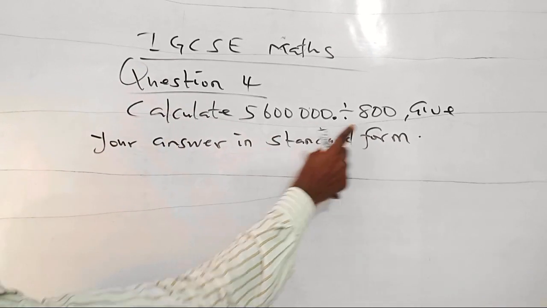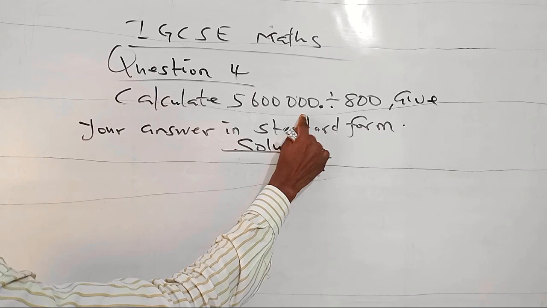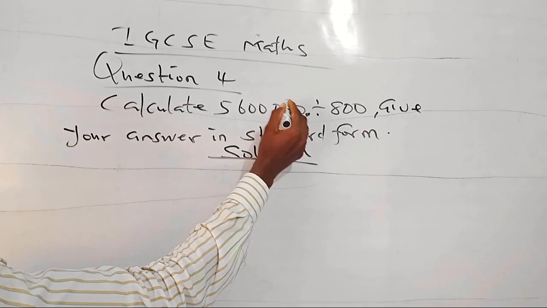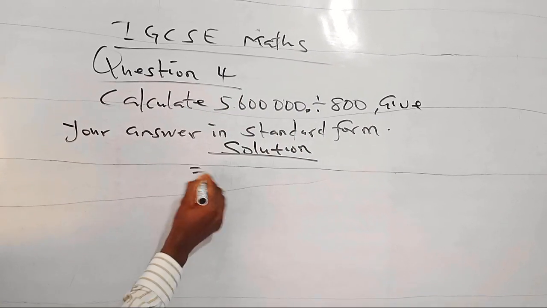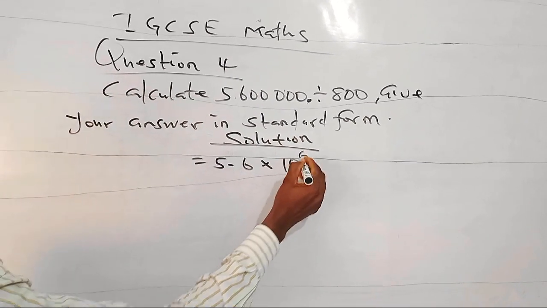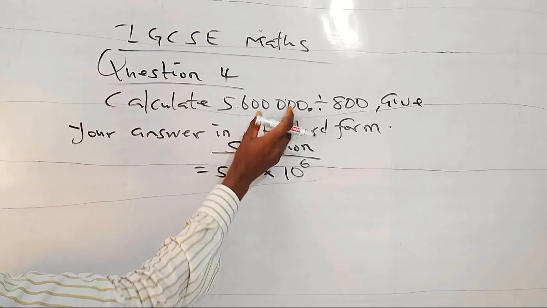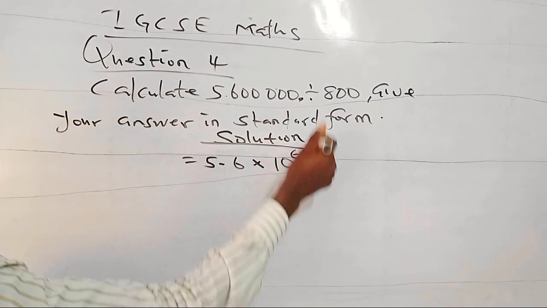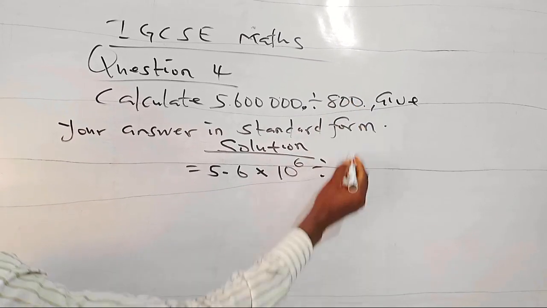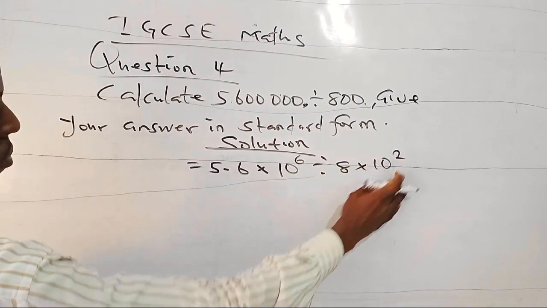Calculate 5.6 million divided by 800, on division. Writing this whole number in standard form, we assume we have a decimal point here. We move it 1, 2, 3, 4, 5, 6, so we have 5.6 times 10. The exponent will be positive because we are dealing with a whole number and we move towards the left, so we have positive 6. For 800, we assume the decimal point is here, we move it 1, 2, so we have 8 times 10 raised to the power 2, a positive power.